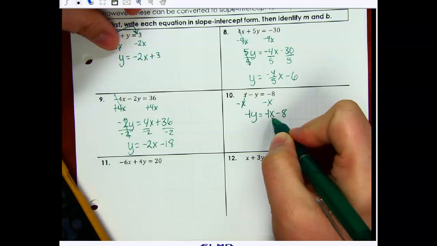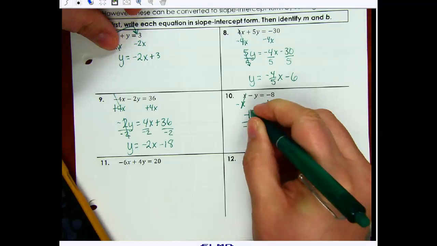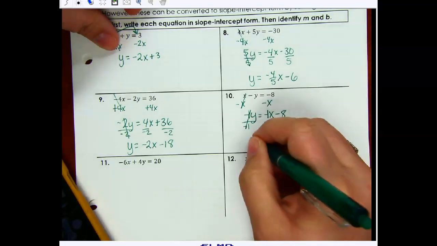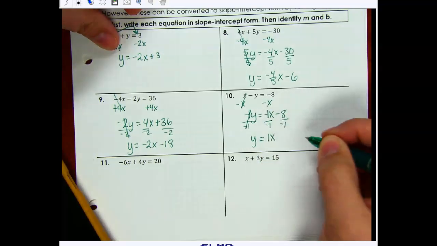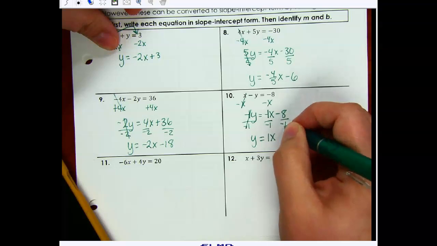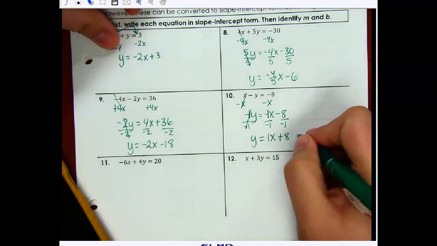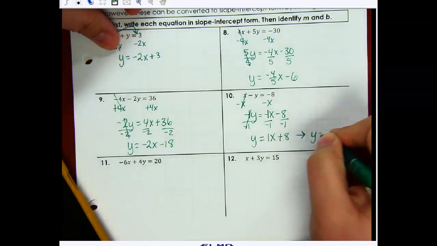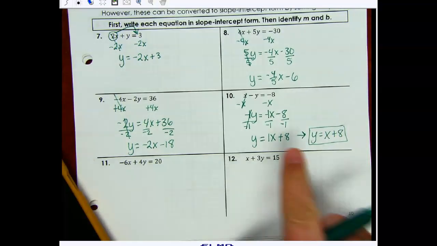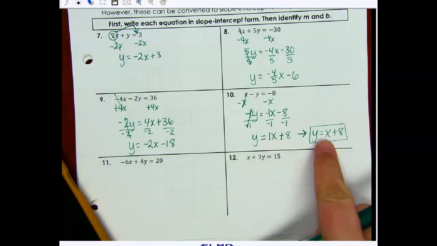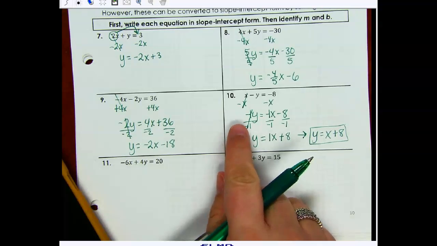So the reason that I'm having you put that in there is because now you realize, oh, I need to divide everything by -1 so that I can actually get y by itself. Well, -1 divided by -1 is 1, so you have 1x, and -8 divided by -1 is +8, so you have +8. But then you really need to simplify it one step further and do 1 times x, which is x plus 8.